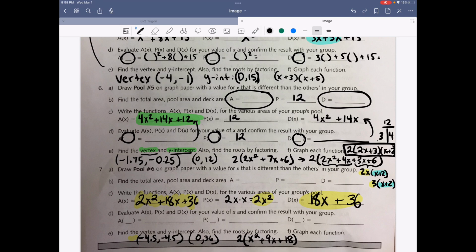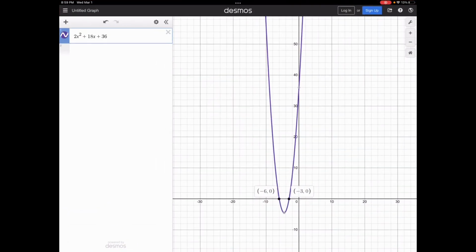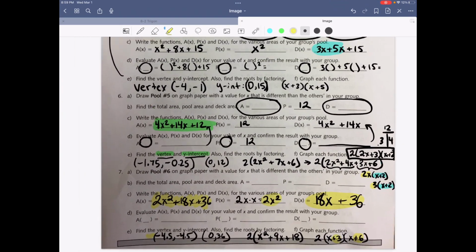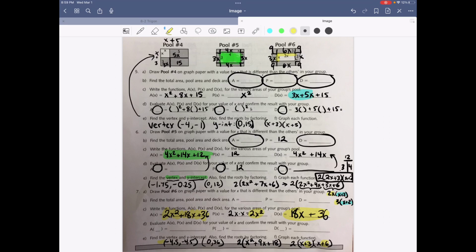What are factors of 18 that add up to 9? Well, 3 times 6. So we have x plus 3 and x plus 6. And then we have the 2. When we look at the graph, we are going to see a negative 3 and a negative 6. Right here and here. So you'll want to put those on your graph as well when you graph these on graph paper. And that completes the third part of our project.